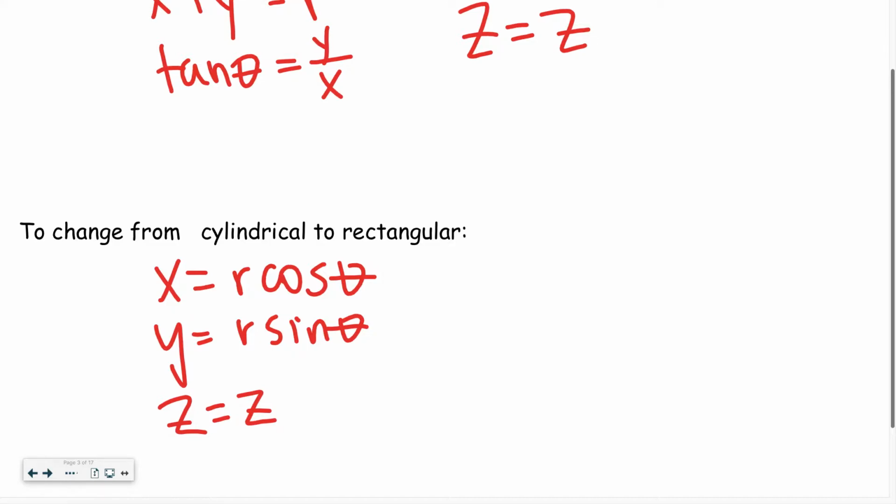Like a cylindrical z and a bar lower on the rectangular z. That way you know which one's which. Yes, some subscript notation.